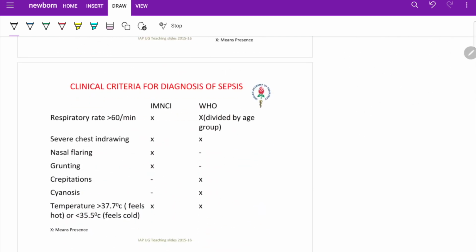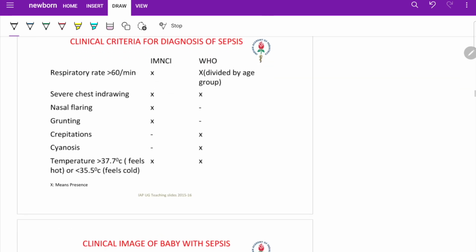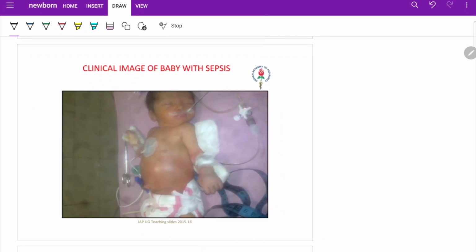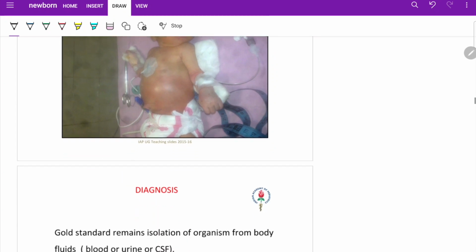Okay? So respiratory rate will be more than 60 per minute. Similarly, chest indrawing will be present, nasal flaring, grunting, crepitation, cyanosis. You can go and see all this in the pneumonia video, where it will be clearer. So this is a patient or child with sepsis.